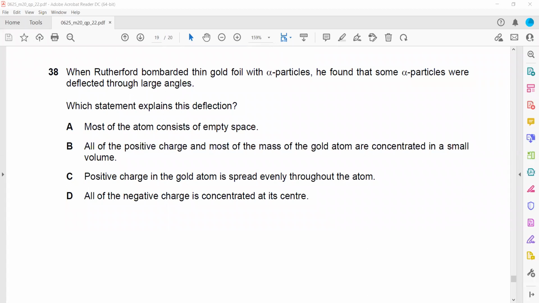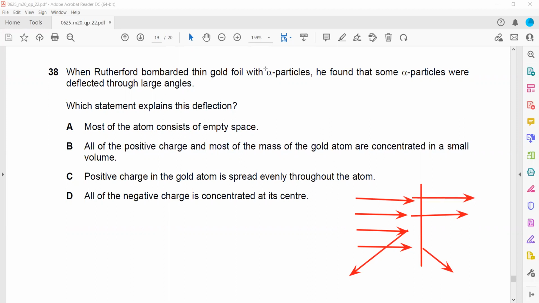So when Rutherford bombarded a thin gold foil with alpha particles, this was the Rutherford experiment, as we already discussed. He took a very thin gold foil or a metal foil and targeted it with fast moving alpha particles. And what he observed: few of them deflected, few of them bounced back, and most of them were able to pass through. So he found some of the alpha particles were deflected through large angles.